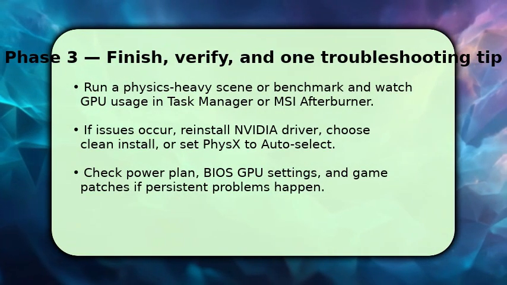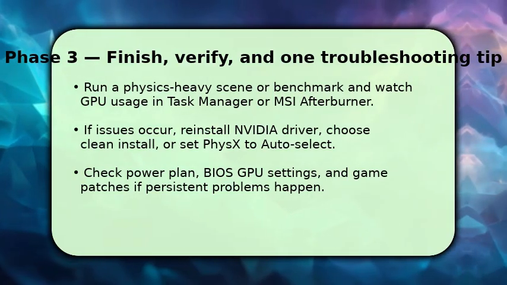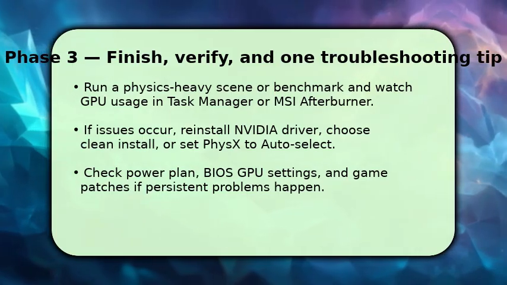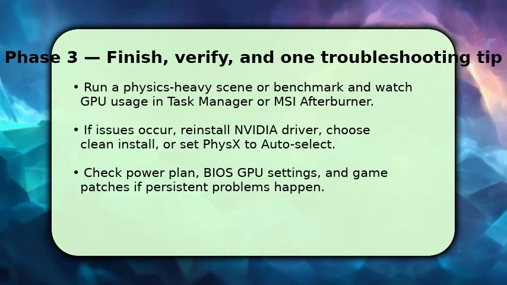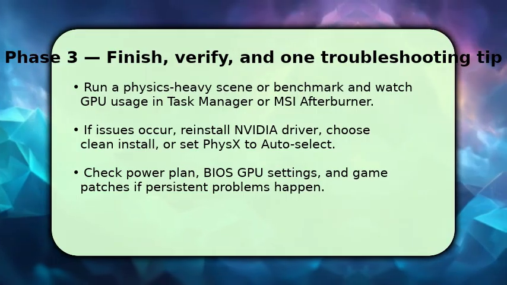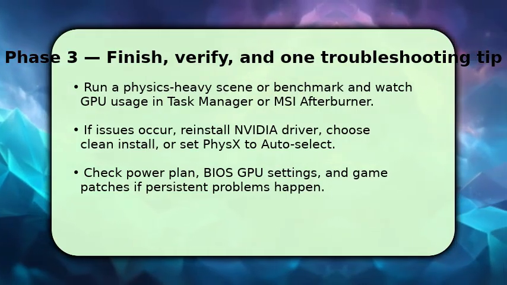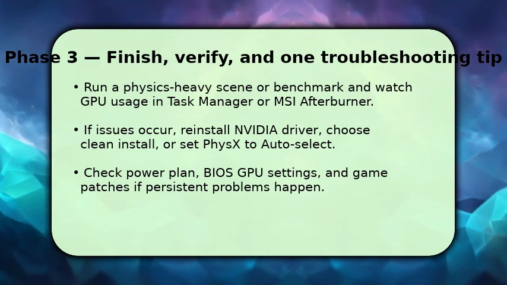If PhysX still runs on Intel or you see stutters, try a clean driver install with the checkbox for clean installation, or set PhysX to auto-select then reboot. One key troubleshooting tip: if problems persist, temporarily set PhysX back to CPU, reinstall the PhysX system software, and update BIOS and game patches. This isolates driver conflicts.